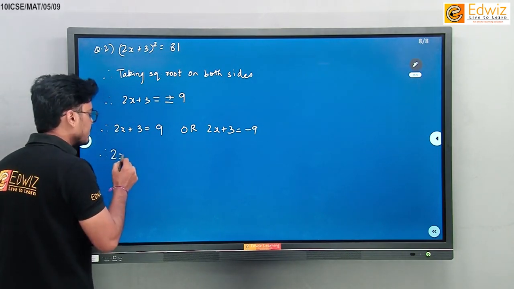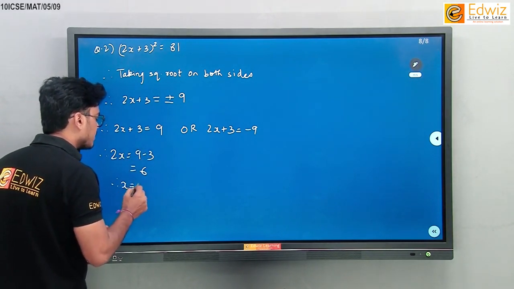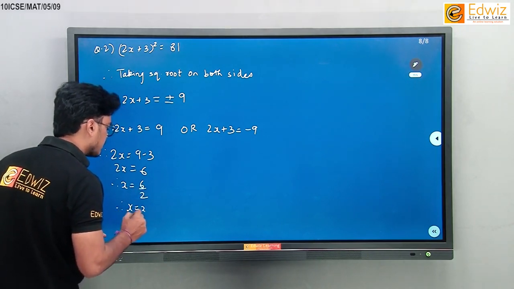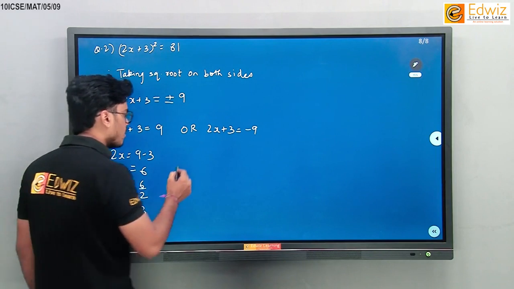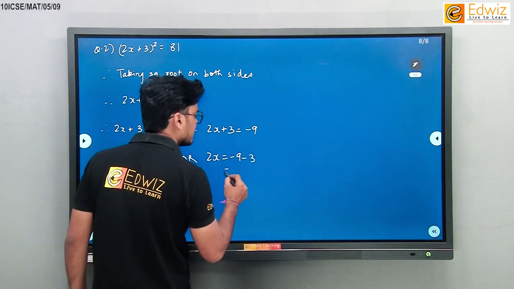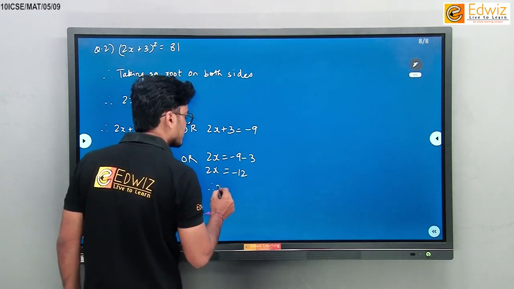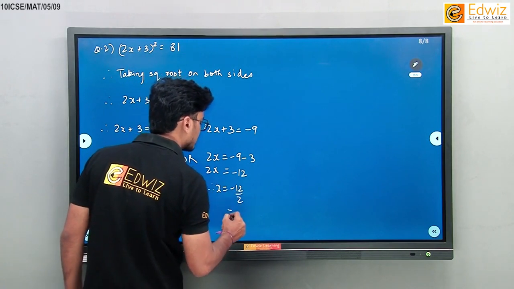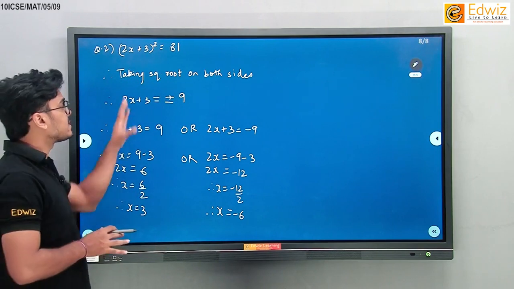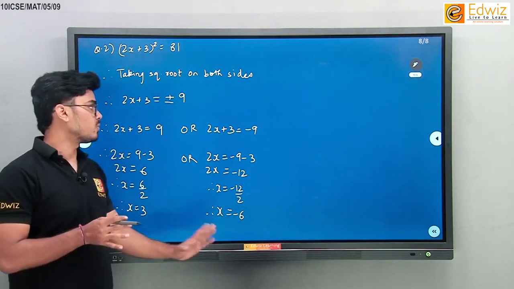Take 3 on the other side. 2x equal to 9 minus 3, that is 6. So x will be equal to 6 upon 2, that is 3. This is one solution. Or in this case, it is 2x equal to minus 9 minus 3, which is minus 12. Okay, here 2x is minus 12. So x will be minus 12 upon 2, which is minus 6. Okay, so the solution in this equation, when you solve for x, is 3 or minus 6. This is the only solution.